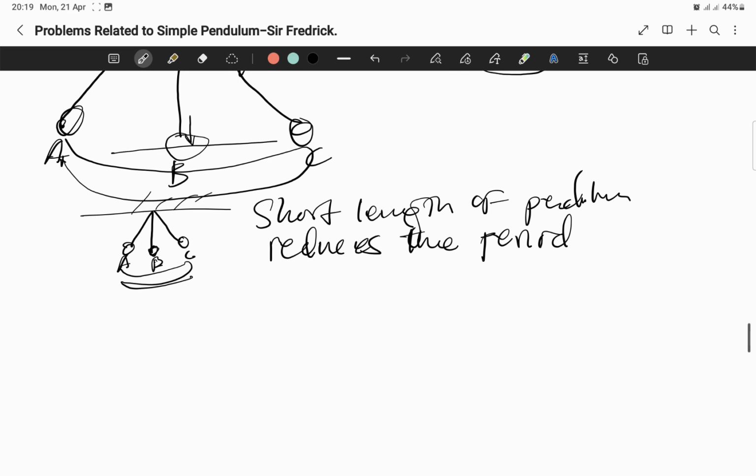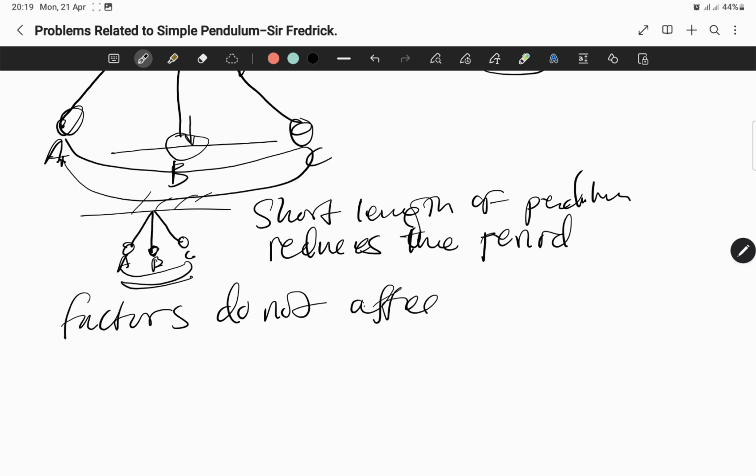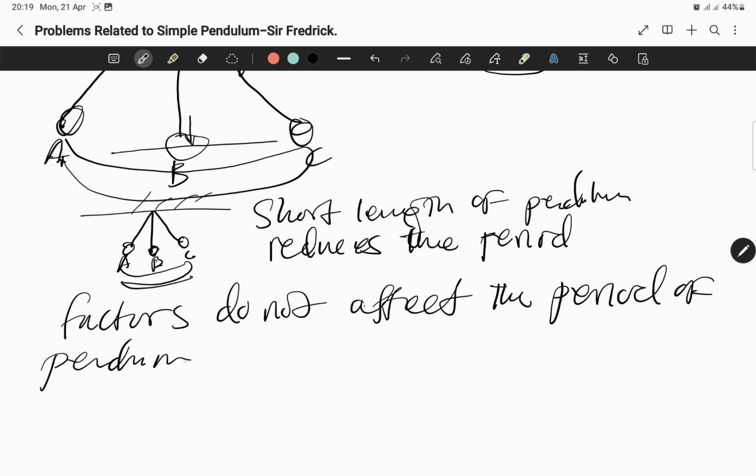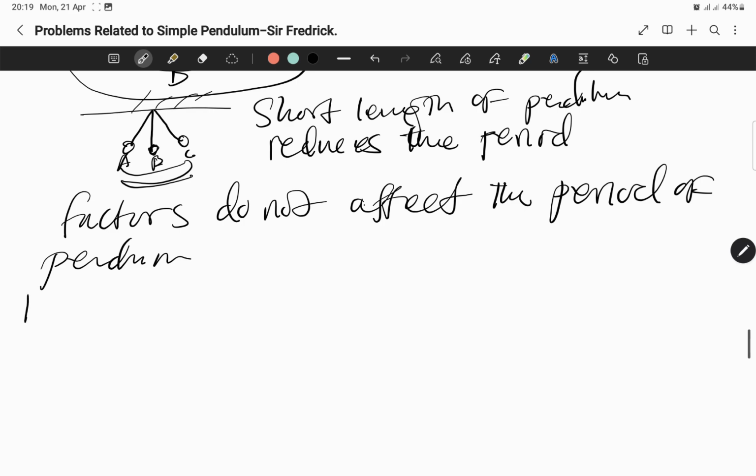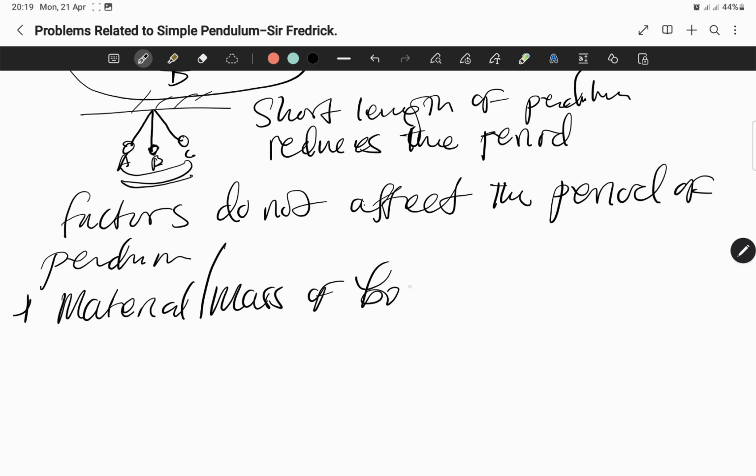Now, what factors do not affect the period of a pendulum? The first one is the material used, or the mass of the bob. They don't affect the period of a pendulum.